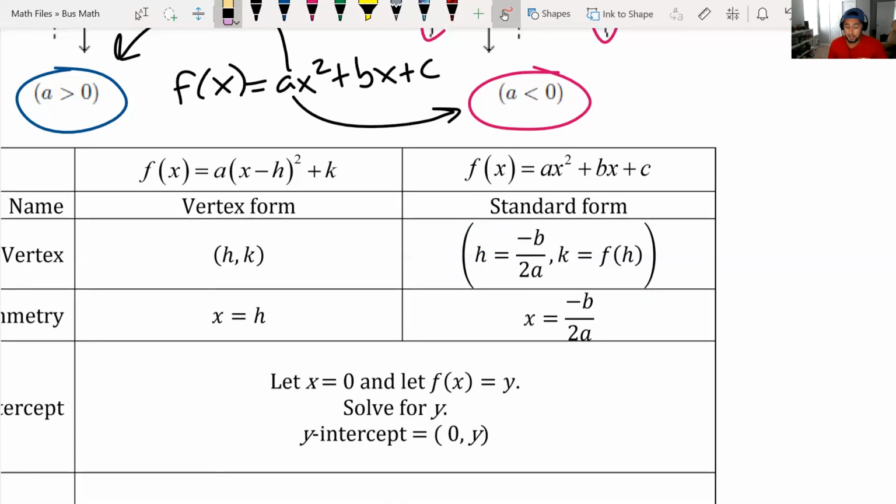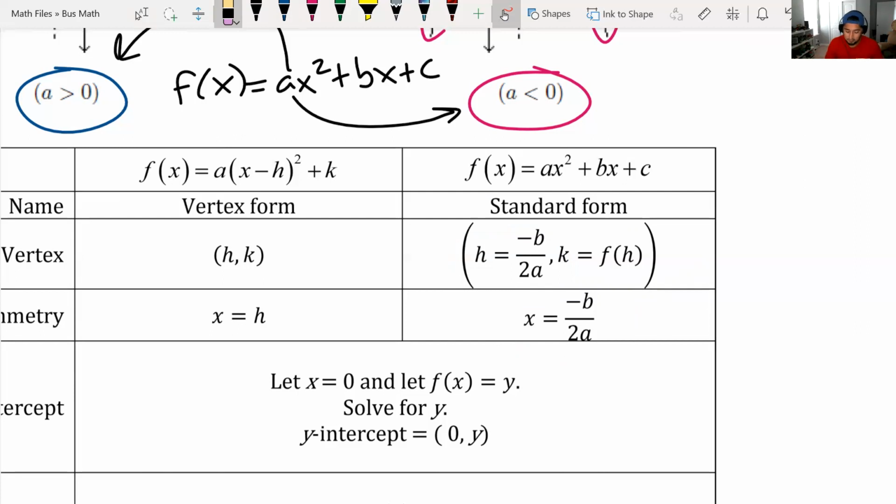And just like before, if you know the H value from your vertex, you know the value for your axis of symmetry. Look at this. H is negative B over 2A. Here your axis of symmetry is X equals negative B over 2A, and negative B over 2A is just H. So not much different there. If you're in vertex form, you can automatically find the vertex. If you're in standard form, we use a formula to find the vertex.